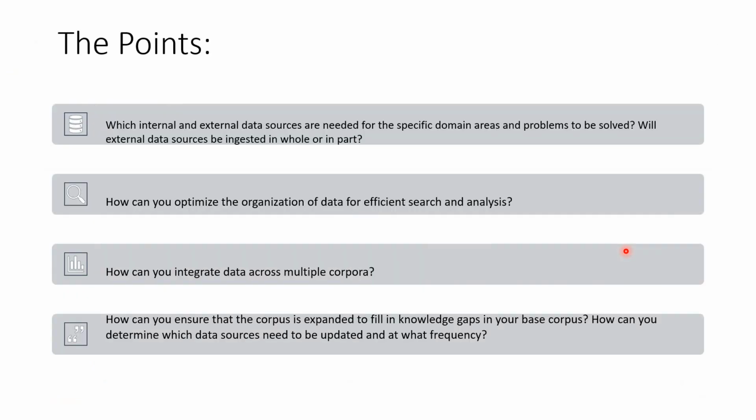Now, there is a summary of points with respect to corpus building that have to be gone through, and I am going to do that right now. Which internal and external data sources are needed for the specific domain areas and problem to be solved? What are your sources for the data is the point I am trying to address. It can be internal, it can be external, but which internal, which external data are needed? Will the external data sources be ingested in whole or in part? How are you going to ingest it? Are you going to push everything, or are you going to do it part by part?